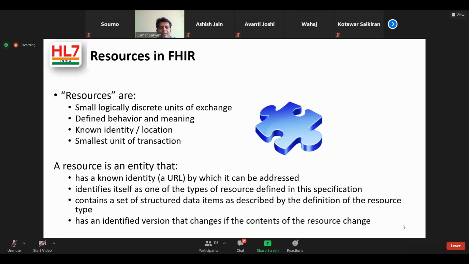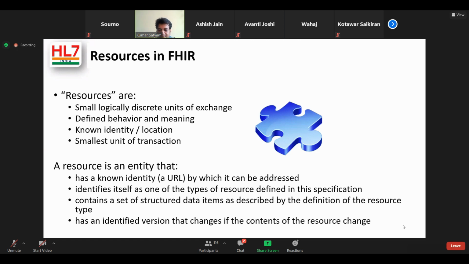Okay, and this is the formal definition, the second paragraph that we got from the FHIR spec. It says that it is a known entity. It has a known identity. What it means is it has a presence, it's addressable on the web or on the server. So it has a URL, right? And then it has a type, and the type is one of the defined types in the FHIR spec. It contains structured data items, and it is identified with versions as well, right? So that's what FHIR resources are.